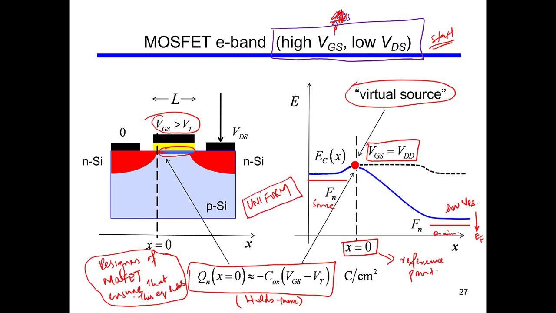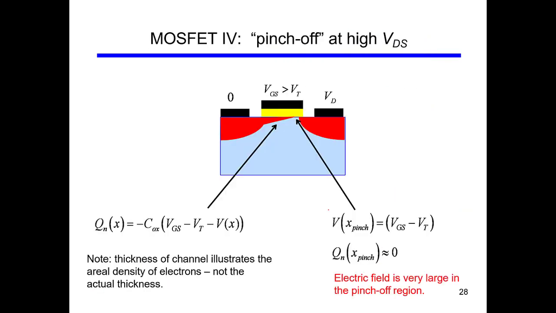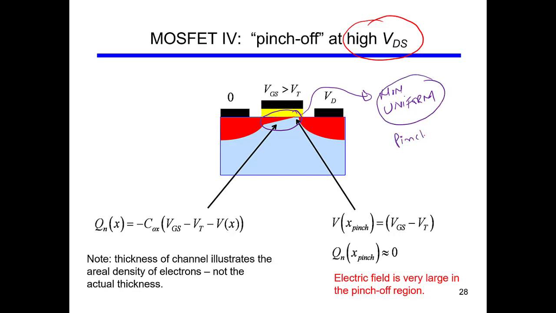Channel looks like it is uniform. Now, what happens if we increase the VGS from a low value to a very high value? Now, this is very interesting, that the channel becomes sort of non-uniform, or we say the channel pinch off.